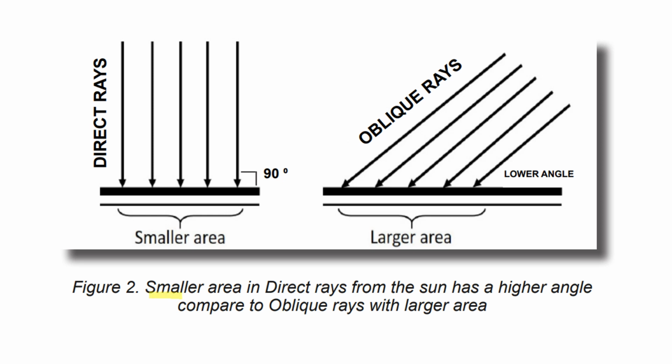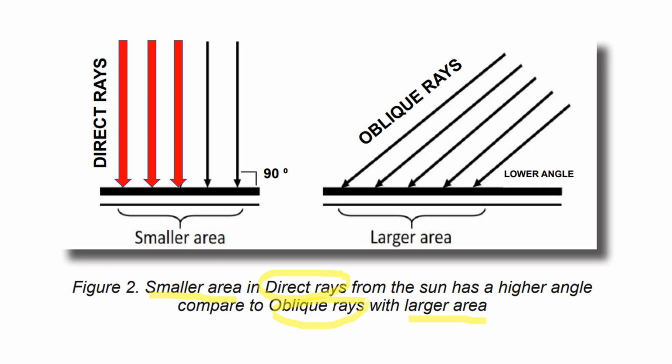Figure 2 shows that a smaller area in direct rays from the sun has a higher angle compared to oblique rays with a larger area. So what's the angle got to do with it? When we say direct rays, it means that the rays of the sun hit the ground at 90 degrees. The rays are vertical or perpendicular to the ground.